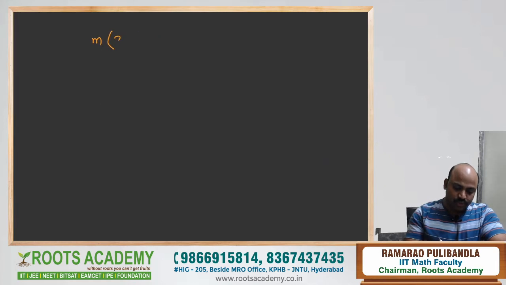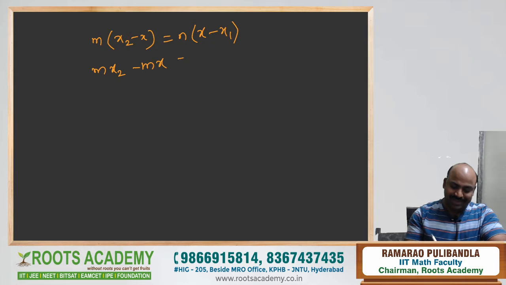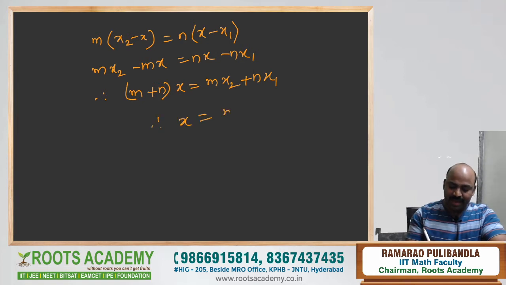m into (x2 minus x) is equal to n into (x minus x1). Therefore, mx2 minus mx is equal to nx minus nx1. Therefore, finally what I'll get is (m plus n) into x is equal to mx2 plus nx1. So, x is (mx2 plus nx1) by (m plus n).